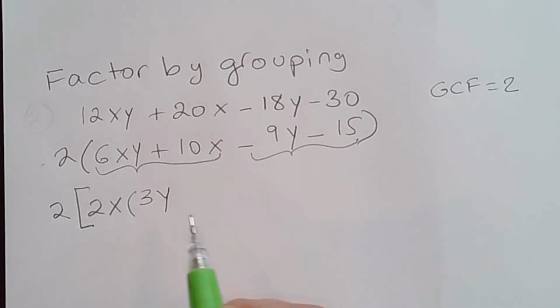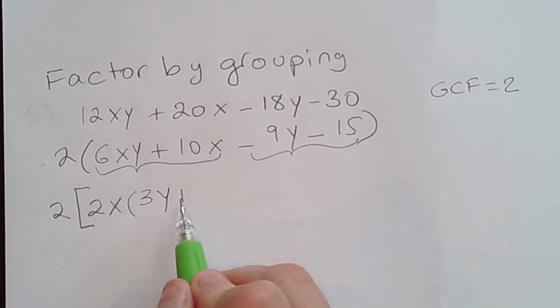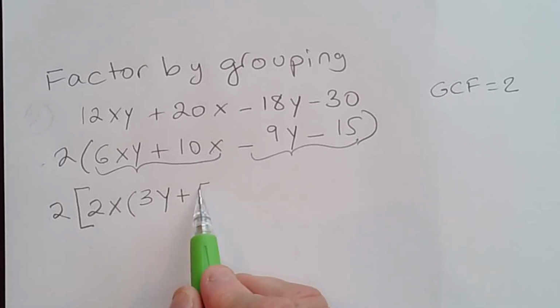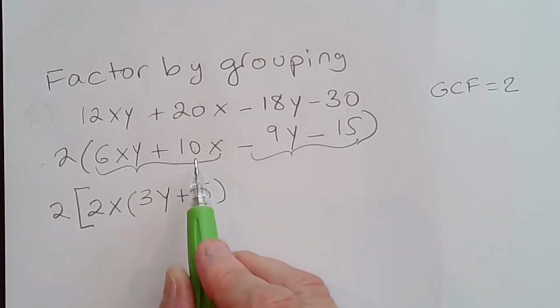You can check if this is correct by multiplying this times this. 2x times 3y is 6xy, and that's what we have here, and that is correct. Plus, factoring 2x here, we would be left with 5. 5 times 2x gives me 10x.